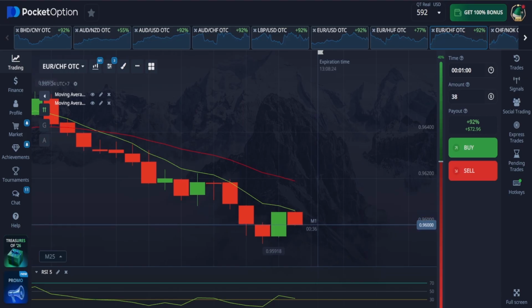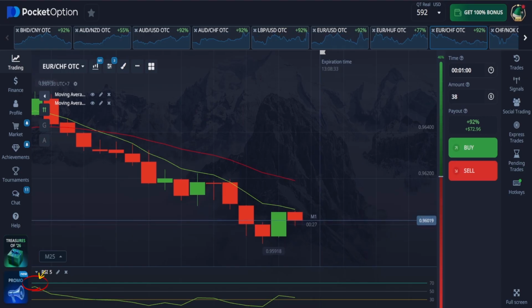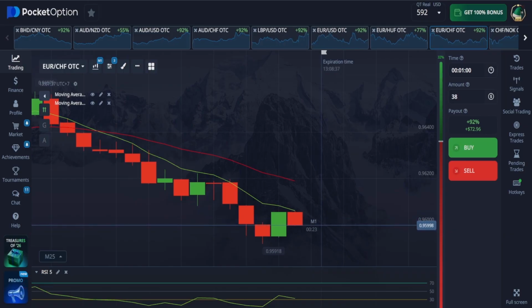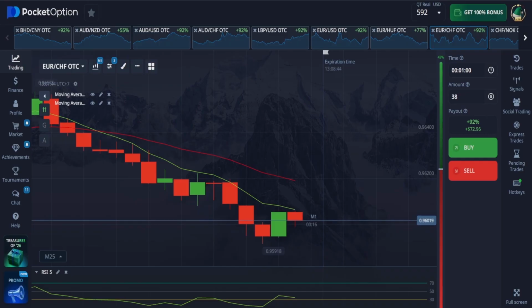However, my approach changes when the RSI reaches extreme levels. When the RSI is below 30, the market is in an oversold condition. When the RSI is above 70, the market is in an overbought condition. In these situations, I stop following the trend and start looking for reversal opportunities. So let's continue this journey step by step until I hit $100,000.